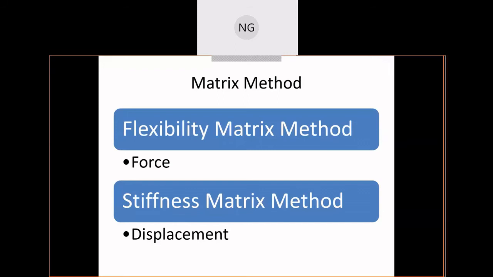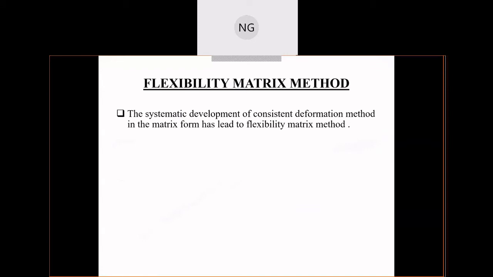Nowadays, so many methods are there, but in overcoming this, simultaneous equations come up that will be processed in the computer itself. N number of simultaneous equations can be solved by computers. Then coming to what the flexibility matrix method is: the systematic development of the consistent deformation method in matrix form has led to the flexibility matrix method.